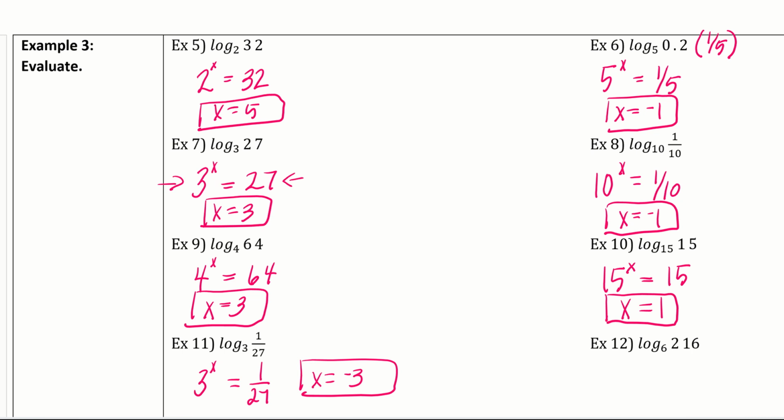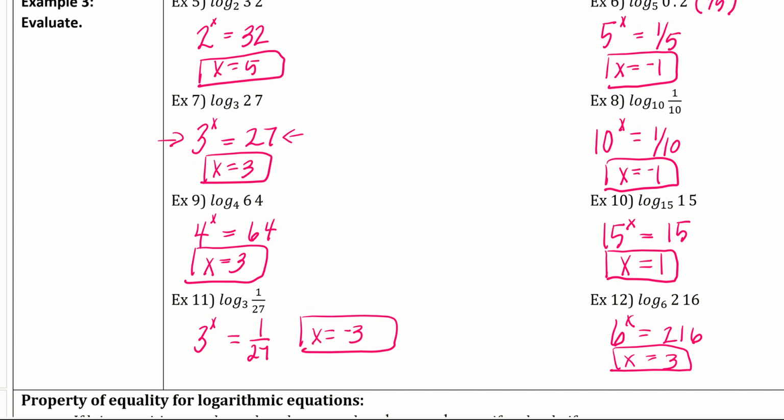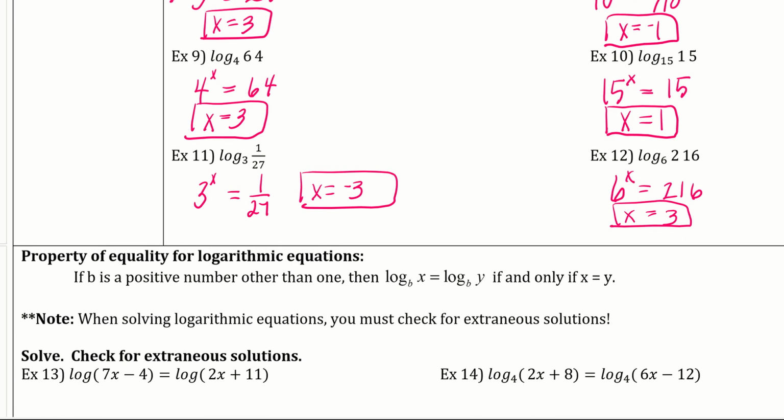And then finally, log base 6 of 216. Well, 6 to the second is 36, but 6 to the third is 216. So x equals 3 will give you that 216. I know I went through those kind of fast, so if you need to slow it down or go back and take a look, let me know, or stop the video and rewind.